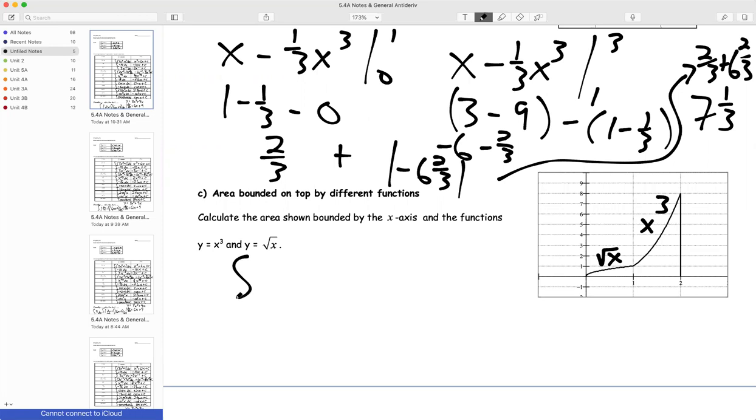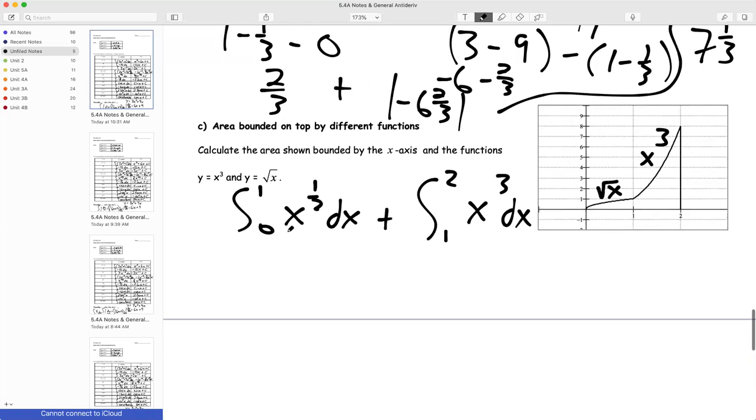So this time I have the integral of the square root of x, the bounds are from 0 to 1. And I'm going to write that as x to the 1/2. And the second one, my bounds are going from 1 to 2. And I have x cubed dx. So the antiderivative of x to the 1/2, I add 1 to the exponent, which gives me x to the 3/2, and then I divide by 3/2, evaluated from 0 to 1. So I plug in 1, and I get 2/3.